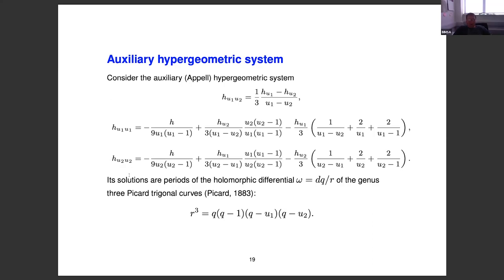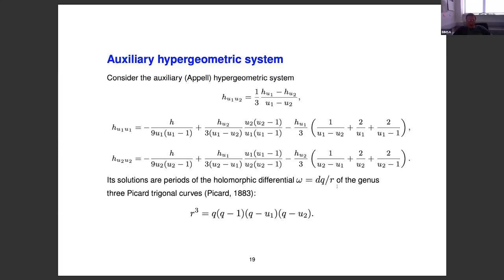What is the geometry of this system? So, okay, let's look at this family of curves. Before, if you cross out this last bracket, Q minus U2, it will be the family of curves I showed before. But now we have an extra bracket. So here Q and R are just coordinates on the QR plane, and U1, U2 are parameters. So it's a family of curves depending on two parameters, U1, U2. dQ over R is a holomorphic differential on this curve, and this curve has genus 3, right? So they are called genus 3 Picard trigonal curves. Trigonal because it's a triple cover, you see, because of this cubic power. R cubed equals something depending on Q. It's a trigonal curve, and these curves were considered by Picard.